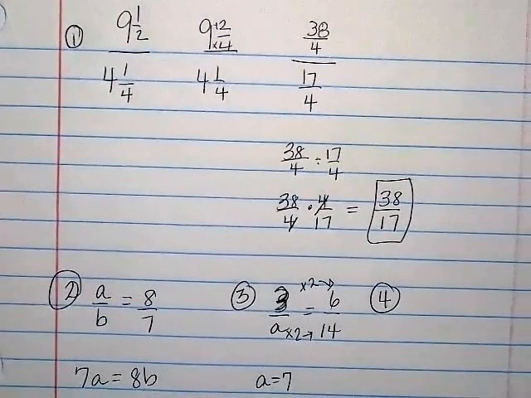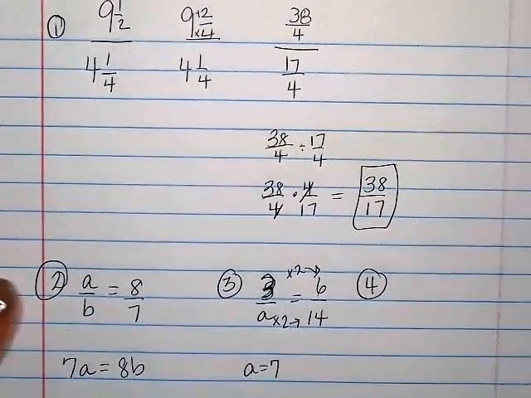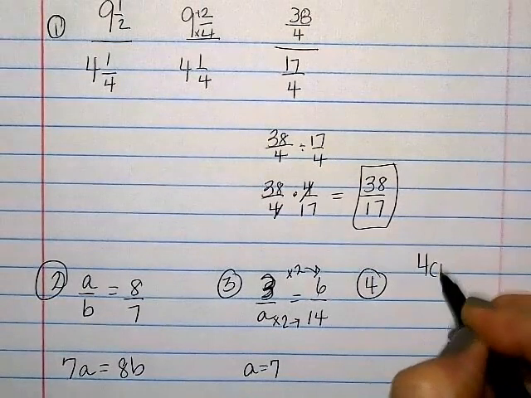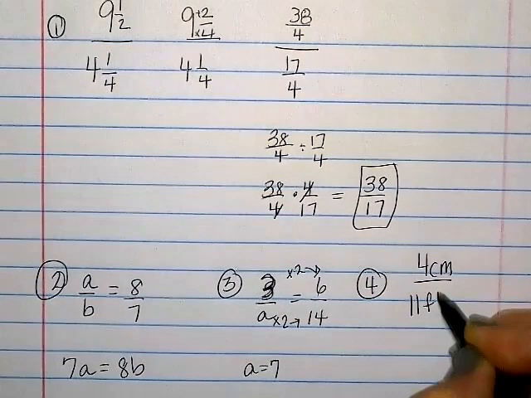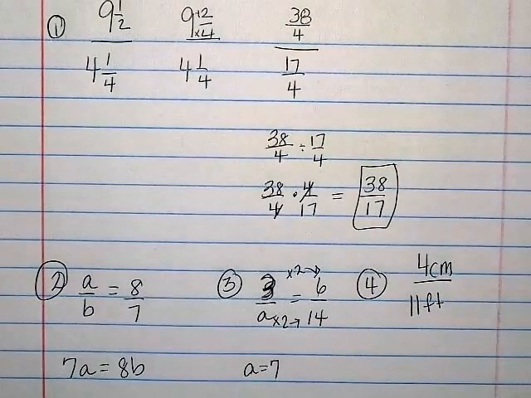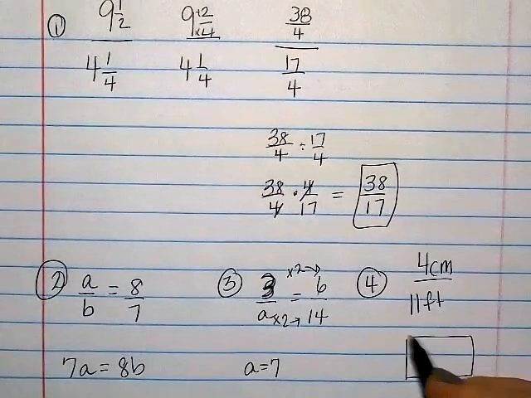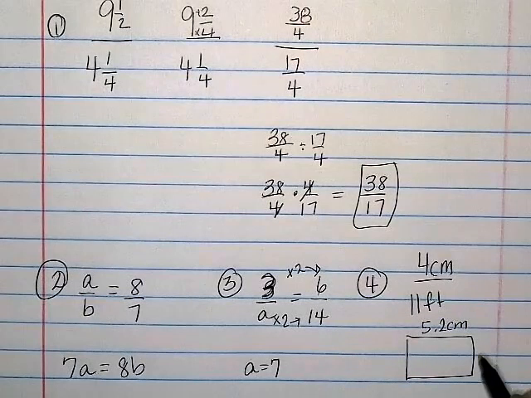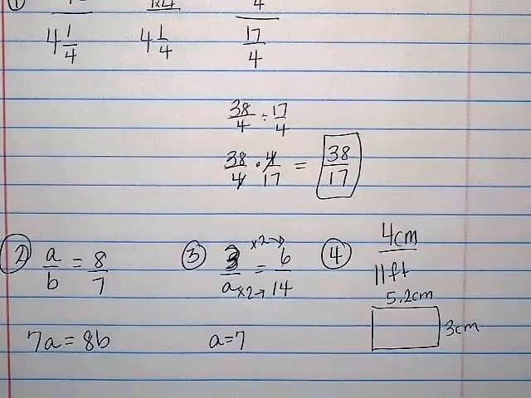Number 4. On a blueprint, the scale indicates 4 centimeters represents 11 feet. What is the length of a room that is 5.2 centimeters long and 3 centimeters wide? How many proportions do you have to set up and solve to answer this problem? 2.